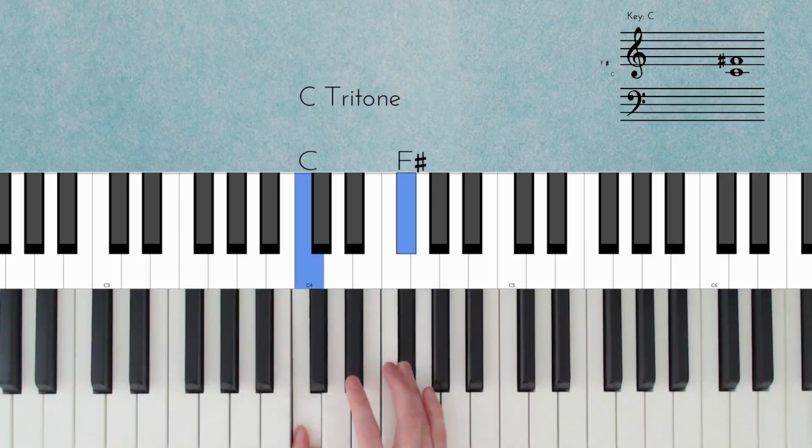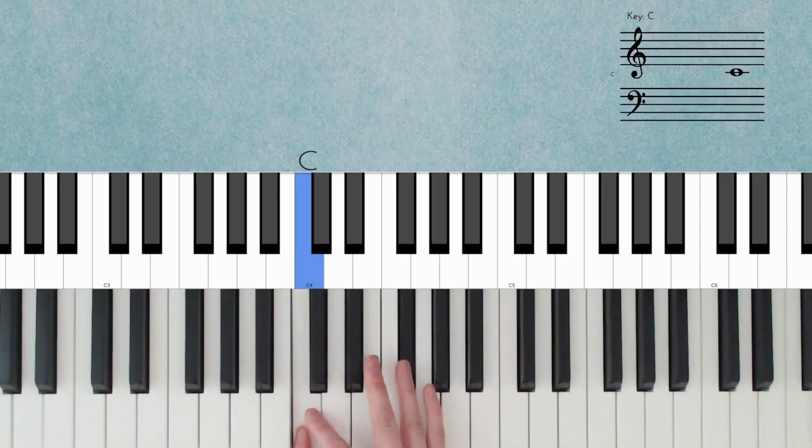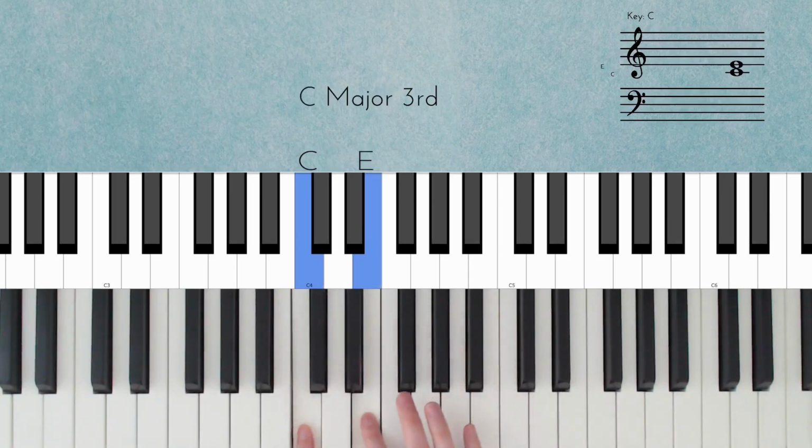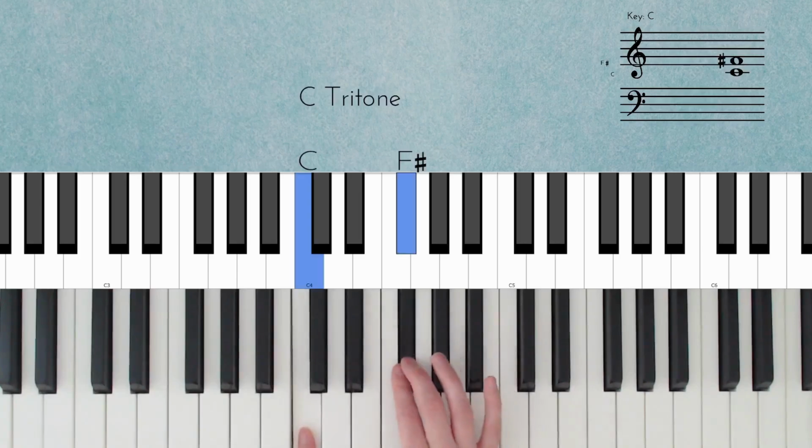Next, our minor fifth, which is a tritone. And the reason it's called a tritone is that it's a distance of 3 tones. A tone is just another word for a whole step. It's 3 whole steps, 3 tones from the root. 3 tones equals a tritone.